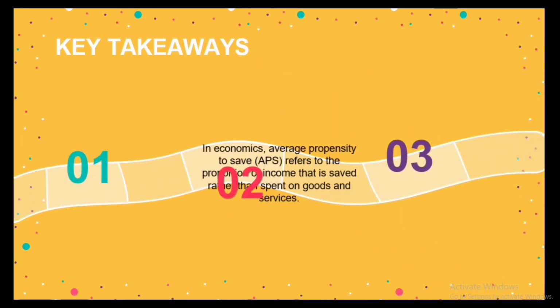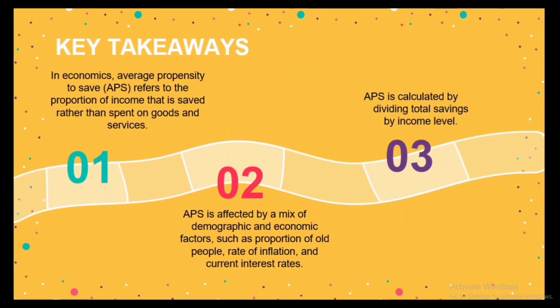Key takeaways. In economics, average propensity to save, or APS, refers to the proportion of income that is saved rather than spent on goods and services. APS is affected by a mix of demographic and economic factors such as the proportion of old people, the rate of inflation, and current interest rates. APS is calculated by dividing total savings by income level.